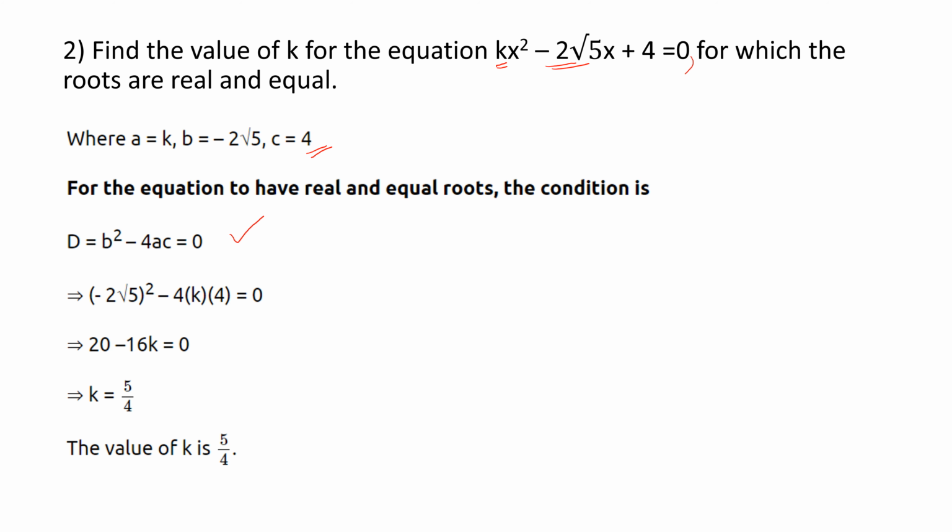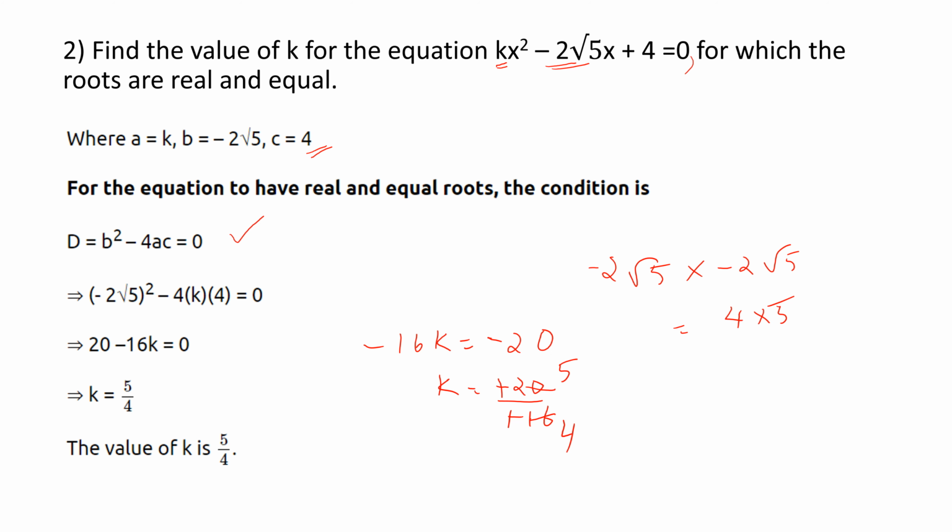So substituting minus 2 root 5 the whole square minus 4 into a is k and c is 4. So we know that minus 2 root 5 square means minus 2 root 5 into 2 root 5. So 2 into 2 is 4, root 5 into root 5 is 5. So 20 minus 4 into 4k is 16k equal to 0. So minus 16k will be equal to 0 minus 20 is minus 20. So k equal to minus 20 by minus 16 and cancel by 4, we will get 5 by 4.